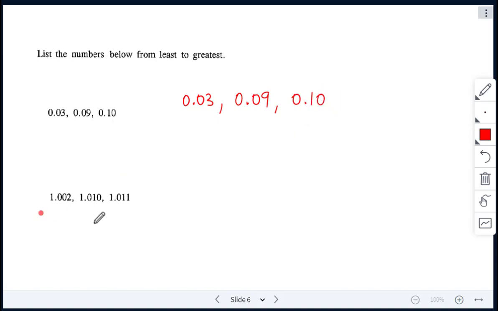All right, try this one here. Looking at this one from least to greatest, it was actually already from least to greatest. So it would just stay the same. All right, so I'm just going to leave it as is because it is already least to greatest.